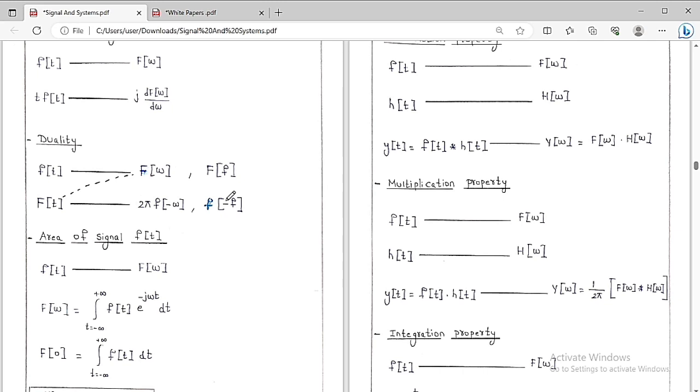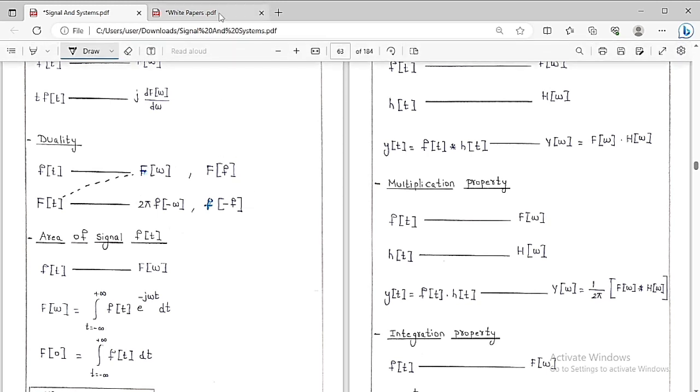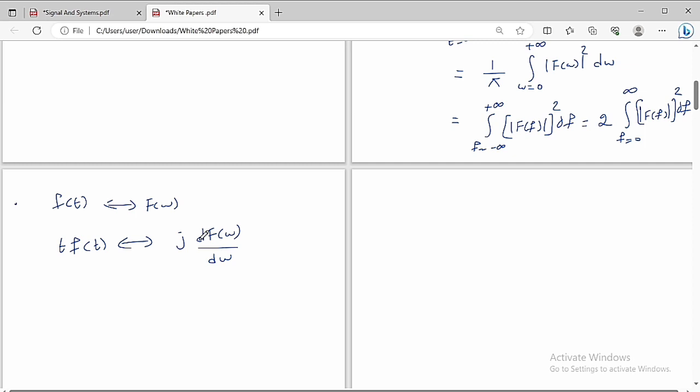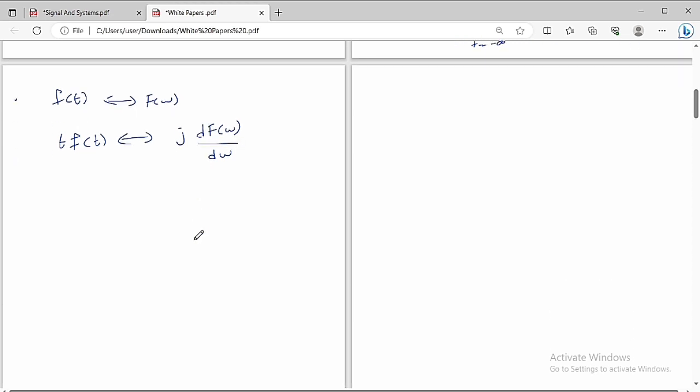Then what is the corresponding Fourier transform I want to figure out? Just 2 pi into F of minus omega, or just keep it F of minus f, just keep it here. This is what I am trying to tell you. So let me write here the duality principle, so that we can easily understand. So what is the duality principle?